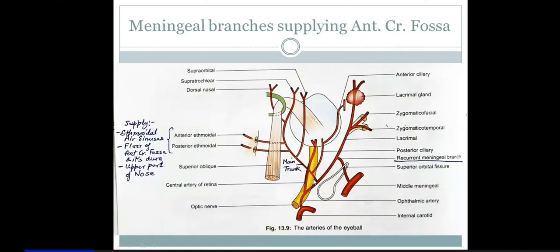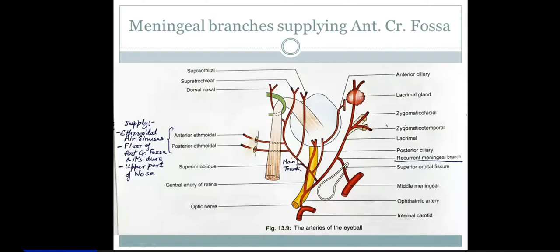Okay, now the main trunk, this lacrimal branch, look here, this is a lacrimal branch, right, which moves on laterally in the orbit. Then this branch gives a recurrent meningeal branch, right? So one of the branches from the ophthalmic artery is the recurrent meningeal branch. As the name suggests, recurrent means it has a direction opposite to the course of the main trunk. So it moves back through the lateral portion of the superior orbital fissure, and from there it reaches back into the middle cranial fossa, where it anastomoses with the middle meningeal artery.